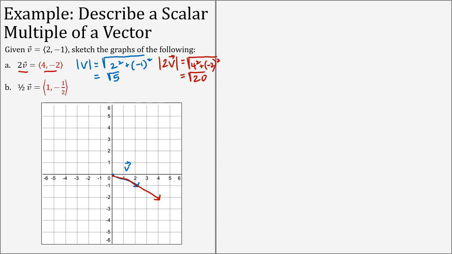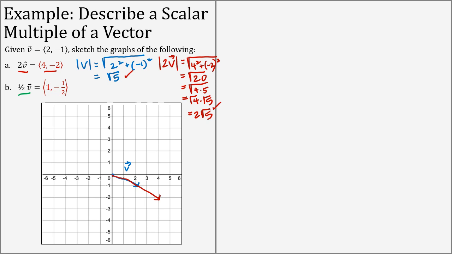Now, is the square root of 20 twice as long as the square root of 5? Let's see here. Square root of 20 is the square root of 4 times 5, and the square root of 4 times the square root of 5 is equal to 2 times the square root of 5, isn't it? So, sure enough, it is twice as long, isn't it? Okay, using that same idea, I bet I can convince you pretty easily without doing it, but you should try it on your own, that taking half of the vector would make the length of that vector half as long.